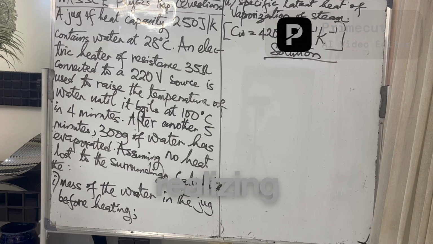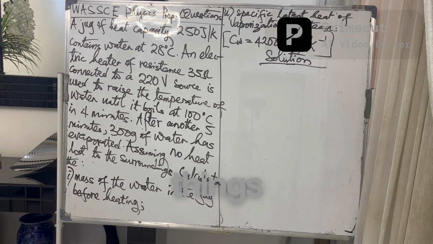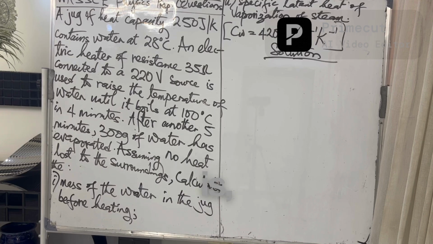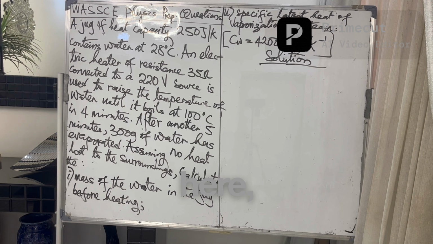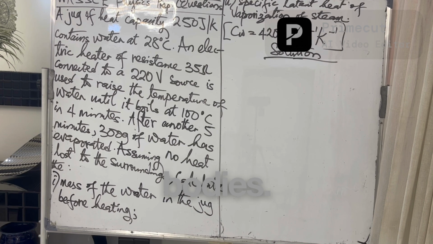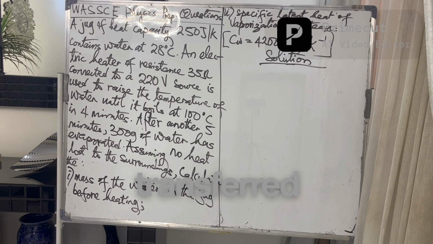by first and foremost realizing that we have three things here. We have the electric heater, which is a source of heat. We have a jug. We also have water. And generally speaking, according to the principle of conservation of energy, heat energy to be precise, it should be known that the heat lost by the electric heater here must equal the heat gained by the jug and also the water. If I must say again, the electric heater is the hot body here, and the jug and the water are the cold bodies. And heat energy will always be transferred from hot to what?